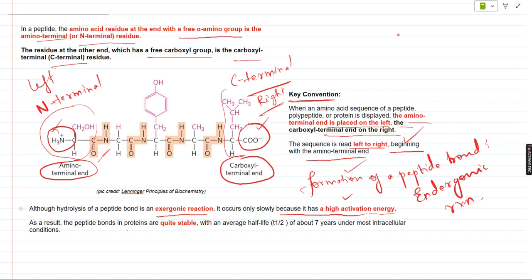Why I am stressing this particular fact is that most of the proteins that we are going to study are made to work in an aqueous biological environment, and as a result, when you expose a protein or a peptide to an aqueous environment, it is more susceptible to what is called hydrolysis, that is the attack by water. So even though it is an exergonic reaction, it still doesn't occur fast because it has a high activation energy. So what does this suggest? The peptide bonds in proteins are quite stable, with an average half-life, that is T half, of about 7 years under most intracellular conditions. This half-life and related concepts you'll learn more about in kinetics. But all I want you to remember is that peptide bonds in proteins are quite stable because the hydrolysis of the peptide bond, despite being exergonic, occurs slowly because it has a high activation energy.